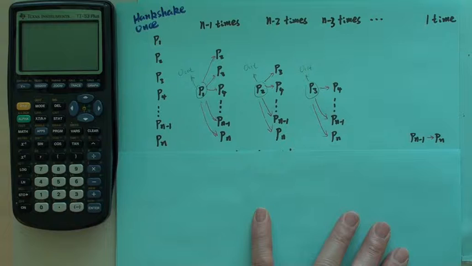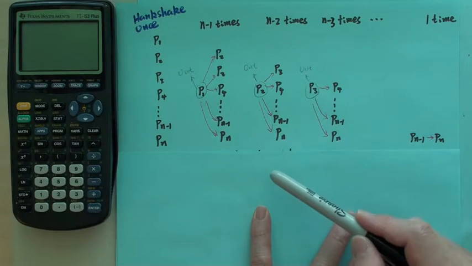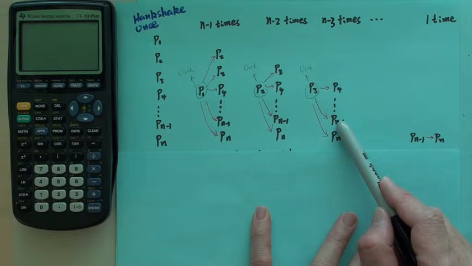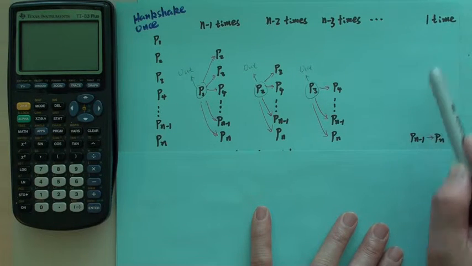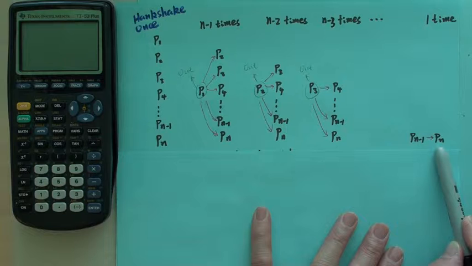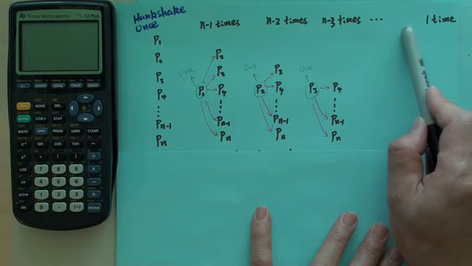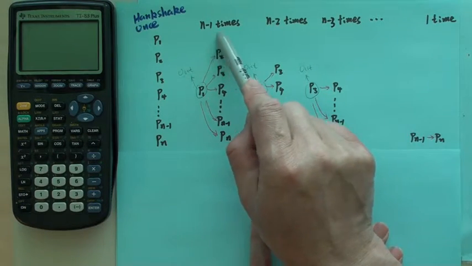Now, look at the last one. Who is going to shake with who? This person shakes hands and then he's out, until this person comes out and shakes hands with the last one. So they shake hands only once. So you add all the number of handshakes: 1, 2, 3, 4, until n minus 1.